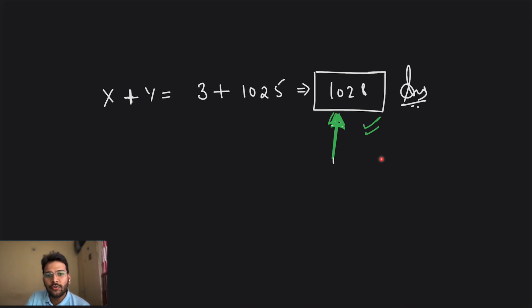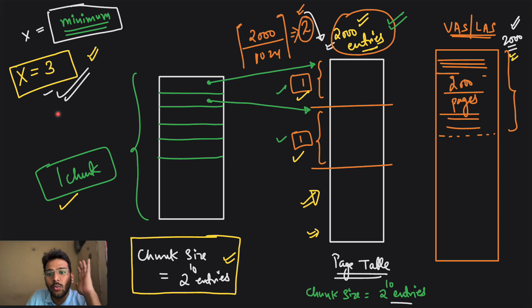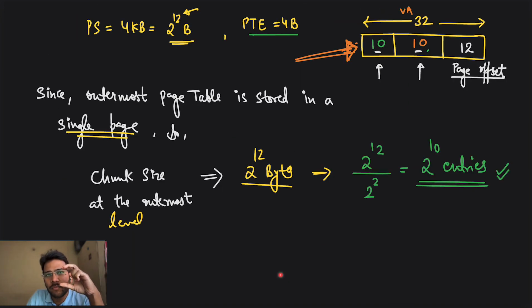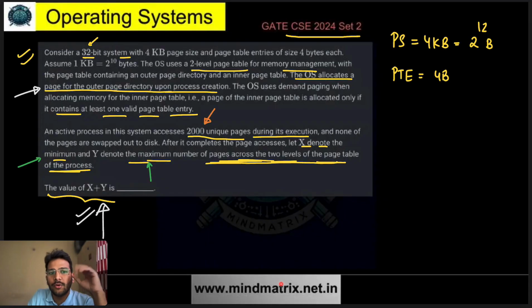Clear? So if you observe this question carefully, what were the important dots that you have to connect while solving it? The first thing, when you are reading the question, you should focus on this line. I'm just telling you what the important points are here. Carefully see. The first thing you should focus on is that the outermost page table directory is allocated a single page. That means the page size and the chunk size of the outermost are going to be the same. This is the first thing.